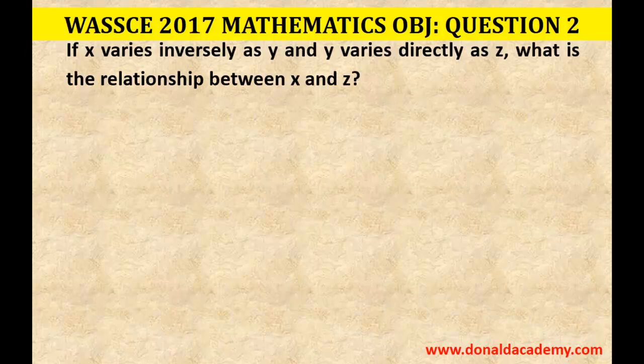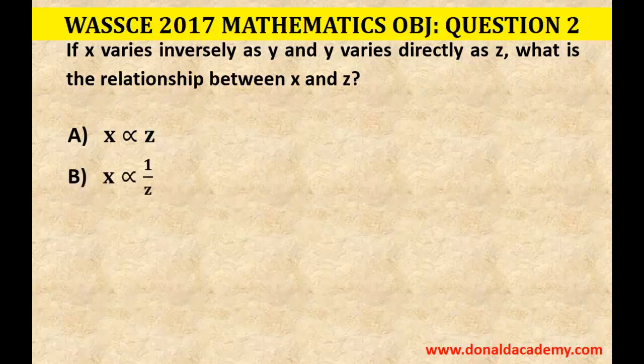Question 2. If x varies inversely as y and y varies directly as z, what is the relationship between x and z? A. X is directly proportional to z. B. X is inversely proportional to z. C. X is directly proportional to z squared. And D. X is inversely proportional to z squared.